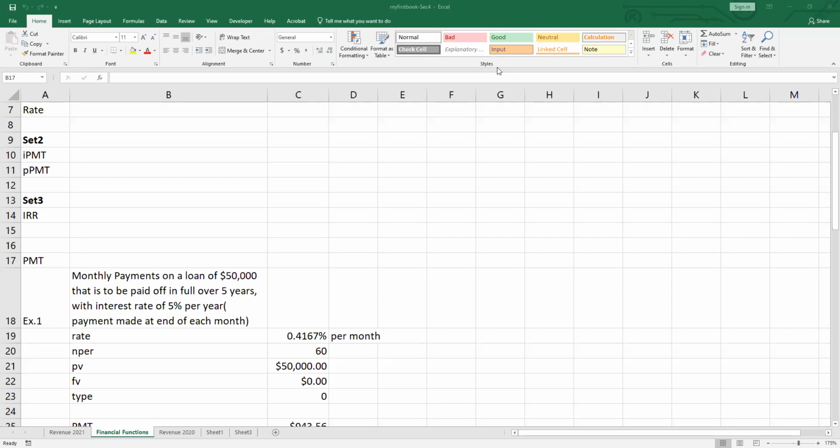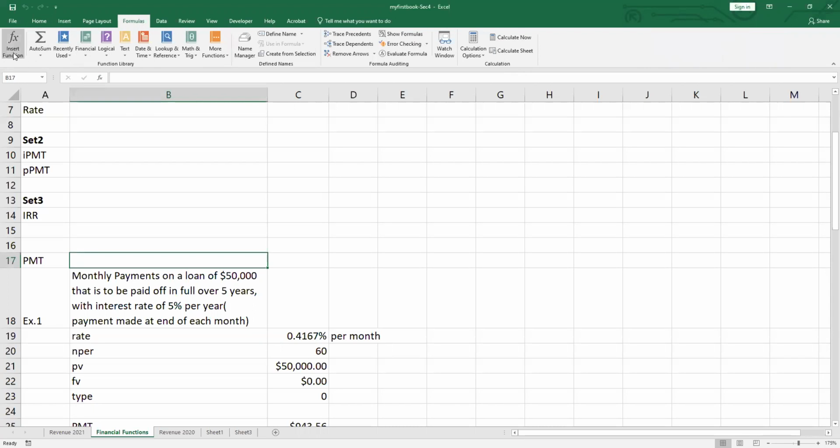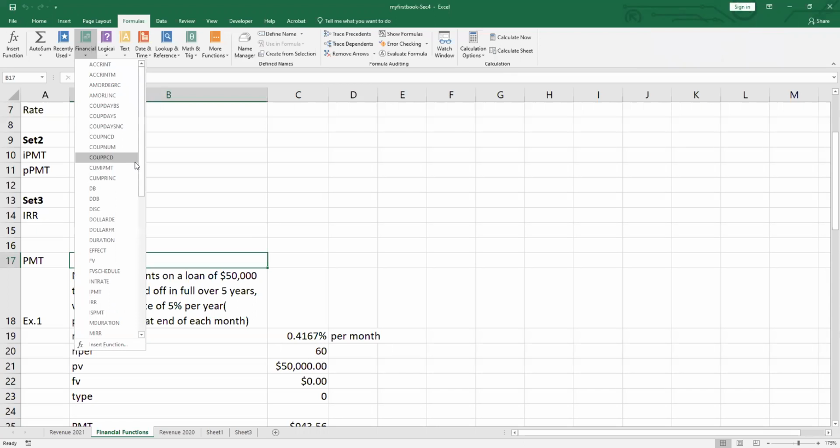Now let me give you the syntax of PMT, and I will talk about the first example only of each function that we learned already, so that you can save time and you know how we justify those symbols. For the PMT function, we click on the insert function button, or we can go to Formulas and then click on Insert Function, or go to the Financial group and scroll to find PMT. It's the same way to find other functions.